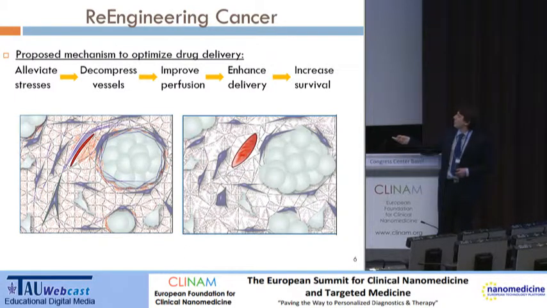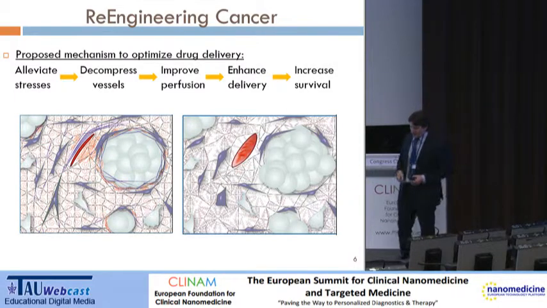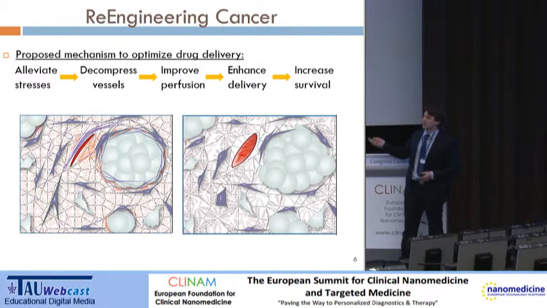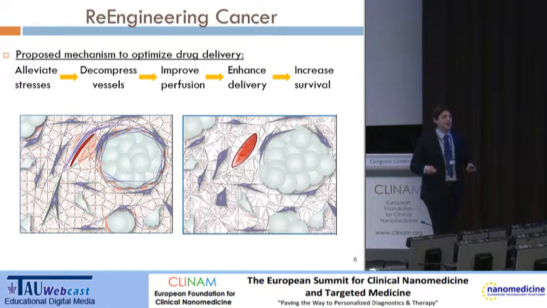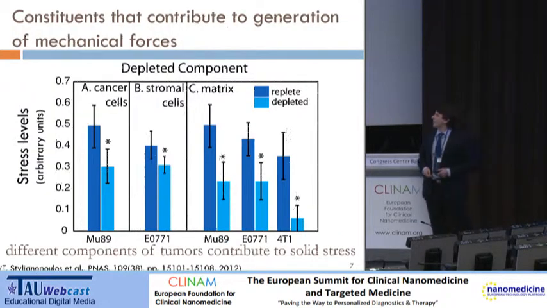And we see also a compressed vessel. So the idea is how we can actually modify the microenvironment in tumors in order to get something like this, to alleviate the stresses and the vessels to become functional again. And here is the work that I have done so far.